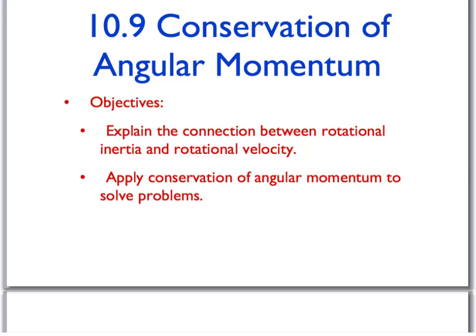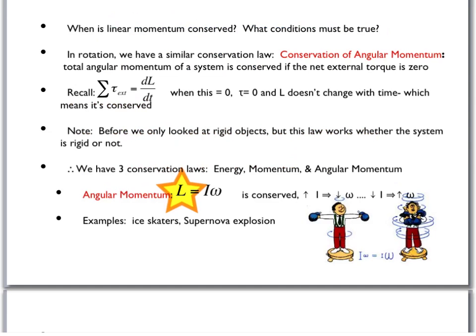In section 10.9, we start to look at the conservation of angular momentum. Our objectives here are to explain the connection between rotational inertia and rotational velocity, and also be able to apply conservation of angular momentum to solve problems. So first, recall how linear momentum was conserved.